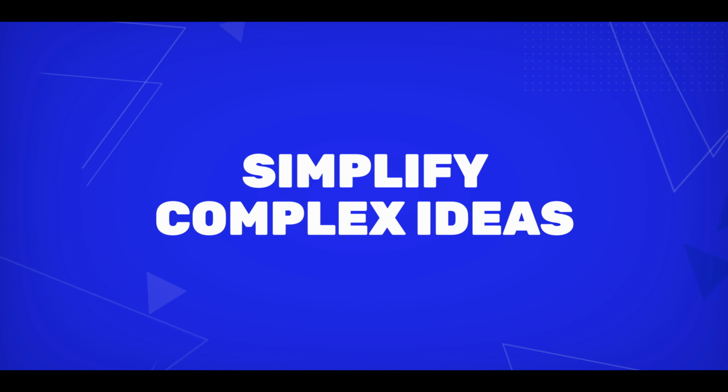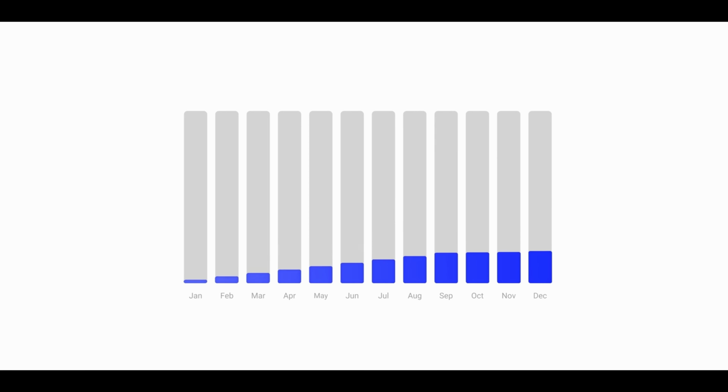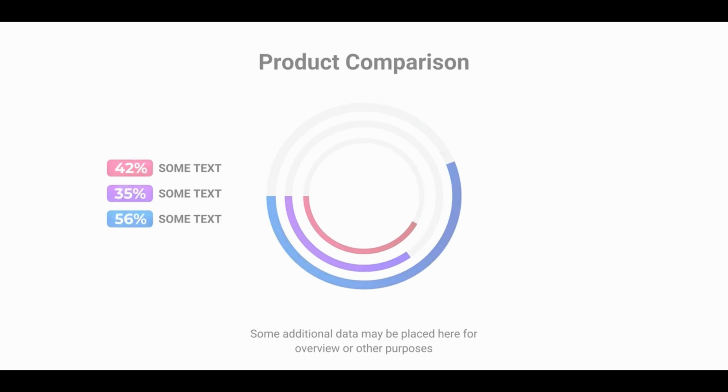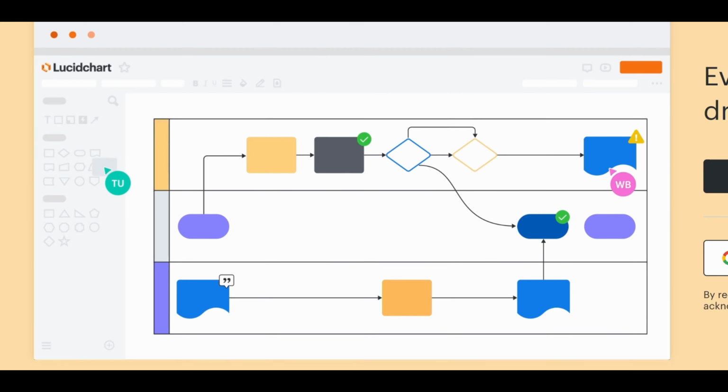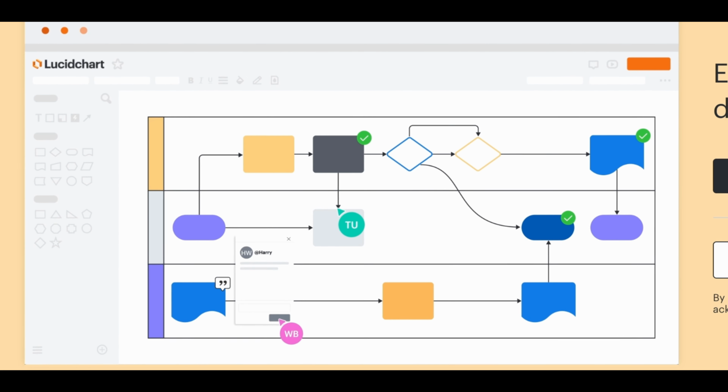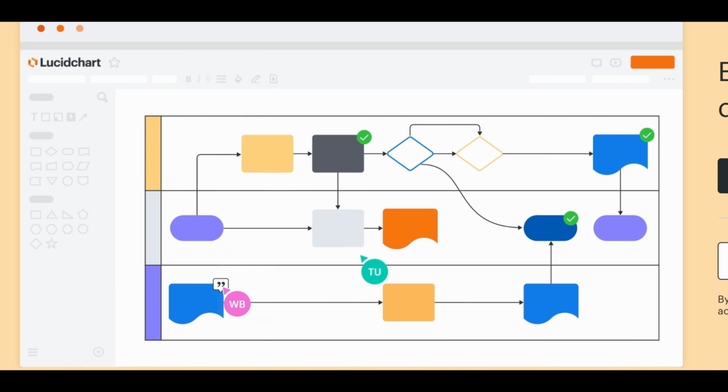First, use visuals to simplify complex ideas. Diagrams, flowcharts, and infographics can break down intricate concepts into easy-to-understand visuals. This is especially useful if you're explaining a technical process or a multi-step solution. If you're explaining how your software integrates with other tools, a flowchart can visually map out the integration steps and make it clearer at a glance.